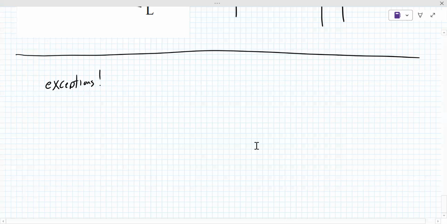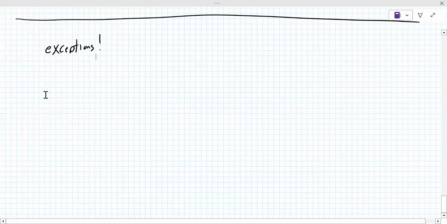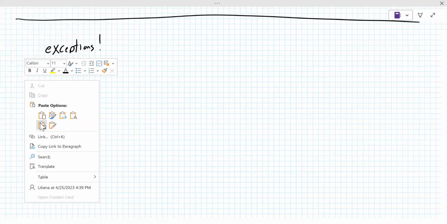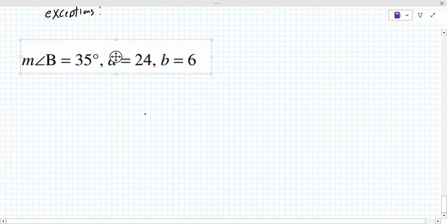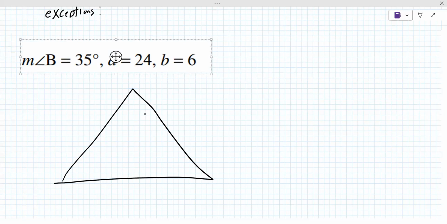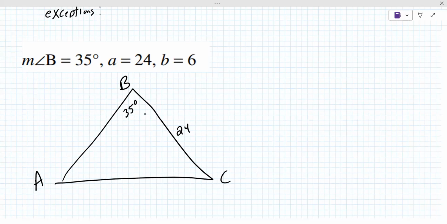I know that's the most exciting part of math is when you think you've got it and it's like, wait, there's problems that don't work out this way. Yes. Okay. There are. So again, I don't try to think too much about what it actually looks like. I just draw it A, B, C, 35 degrees, 24, 6. And it says to solve the triangle.